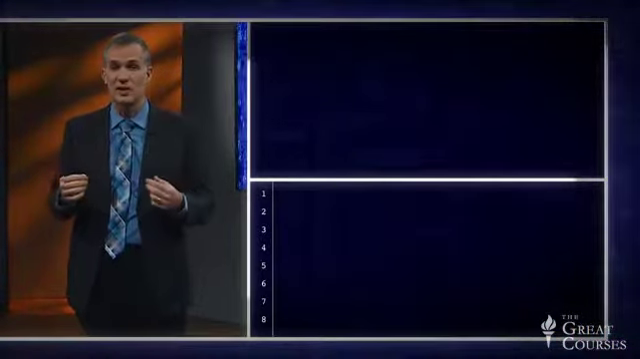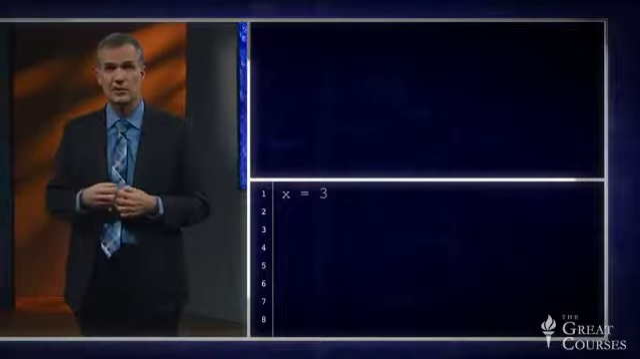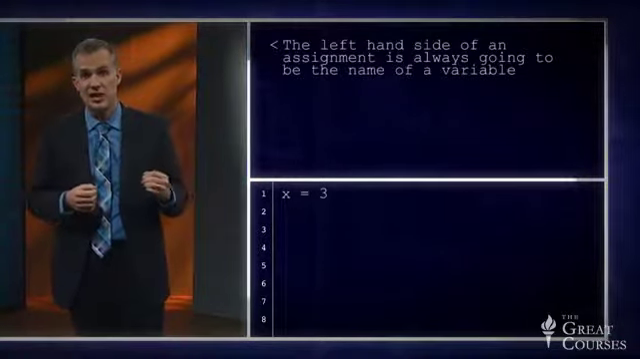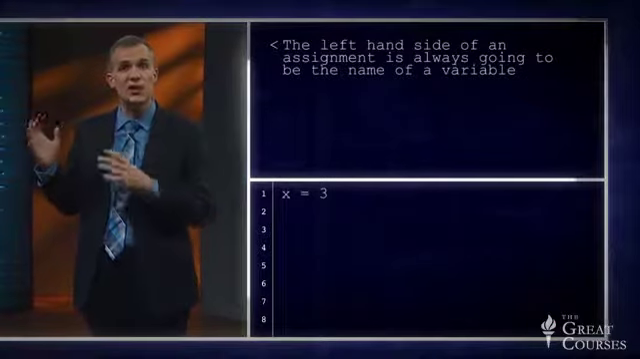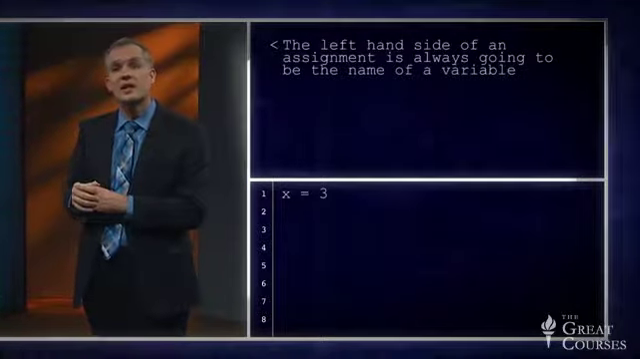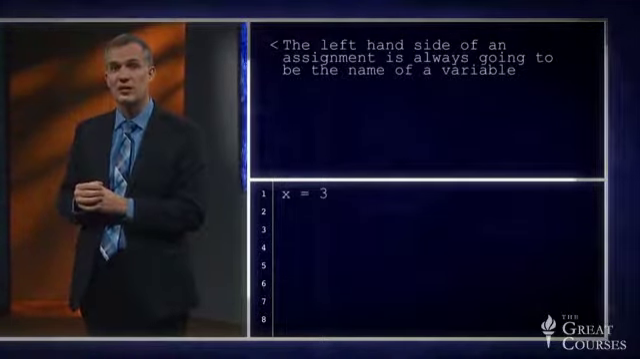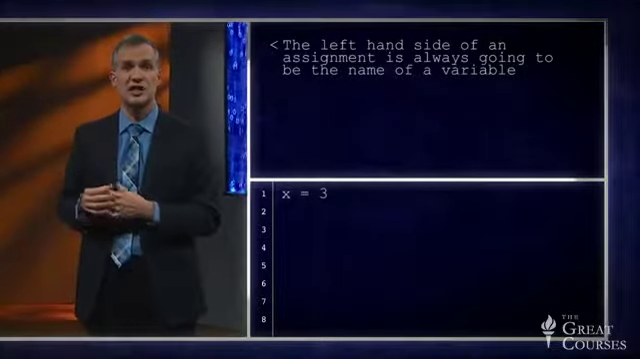Now, what if we want to have a variable x, and we want that variable to hold the number 3? Well, we can write this with a line of code, x = 3. The left-hand side of an assignment is always going to be the name of a variable. It's the name of the box that we're assigning into. In this case, the box is named x.